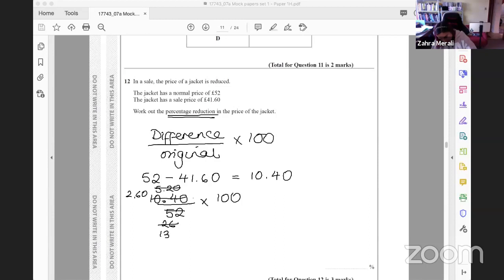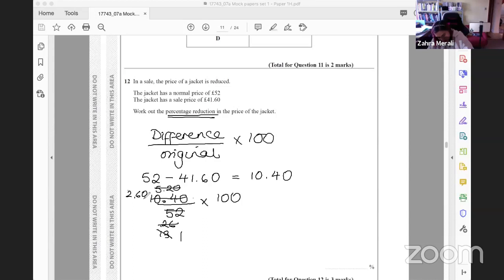So I've halved it to £5.20, and 26, then £2.60 divided by 13. Okay, so now I know that 13 doubled gives me 26. So I know this goes in 2 times.